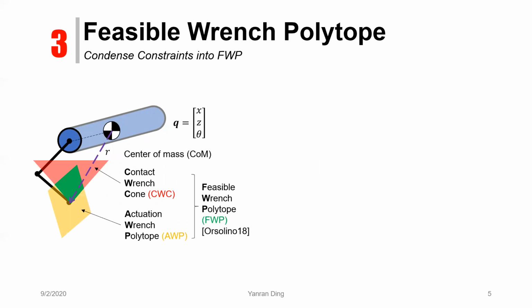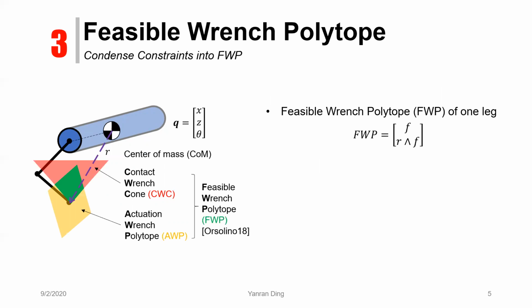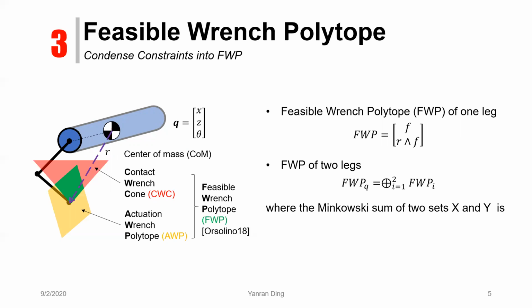The notion of feasible wrench polytope is used in this work for a more condensed representation of the constraints. The feasible wrench polytope is the intersection of the contact wrench cone and the actuation wrench polytope. The CWC encodes the friction cone constraint, and the AWP encodes the actuation constraint. The feasible wrench polytope of one leg includes the force term as well as the moment term. The FWP of two legs is the Minkowski sum of the FWP of each of the contact legs. The Minkowski sum of two sets is defined as follows.